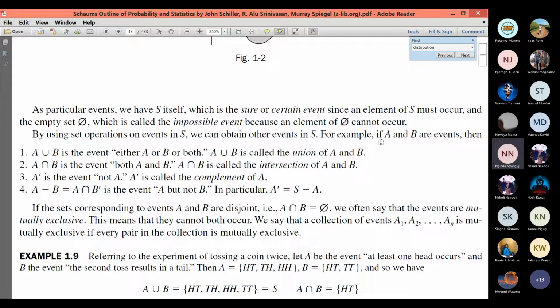Any question? Excuse? Yes, go ahead. What is the difference between finite and infinite sample space? Because both of them you've said they are countable.